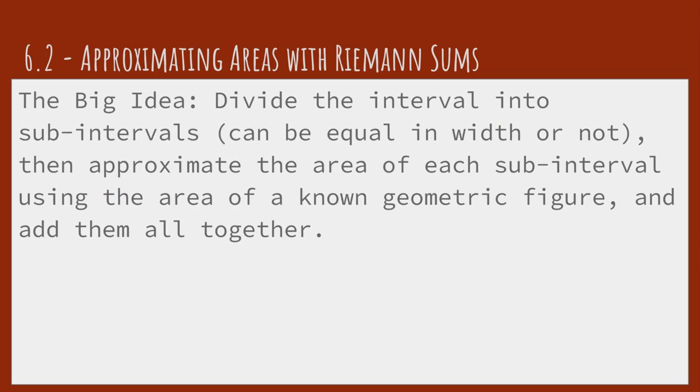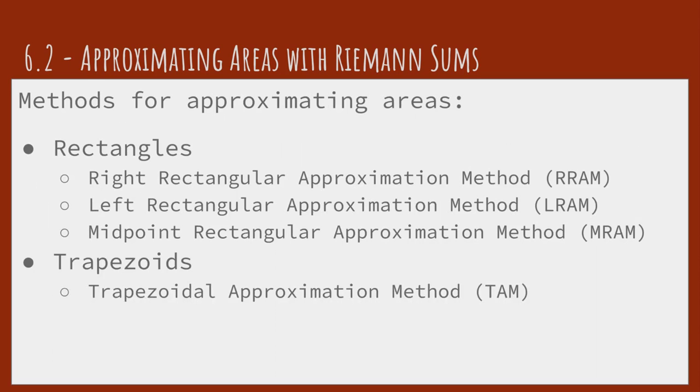So, quick summary here. First of all, the big idea, I already talked about this. The idea here is we're taking an interval, and we're going to divide it into smaller pieces. We're going to approximate the area of each of those pieces and then add all those together to approximate an entire area. So the 4 methods that we're going to use are called the right rectangular approximation method, which I will abbreviate RRAM, left rectangular approximation method, LRAM, midpoint rectangular approximation method, MRAM, and then the trapezoidal approximation, which is TAM.